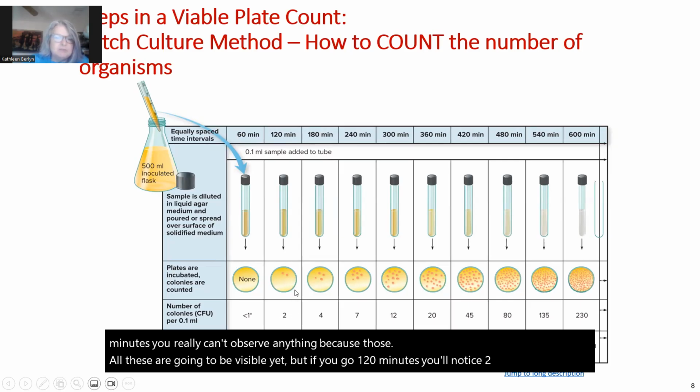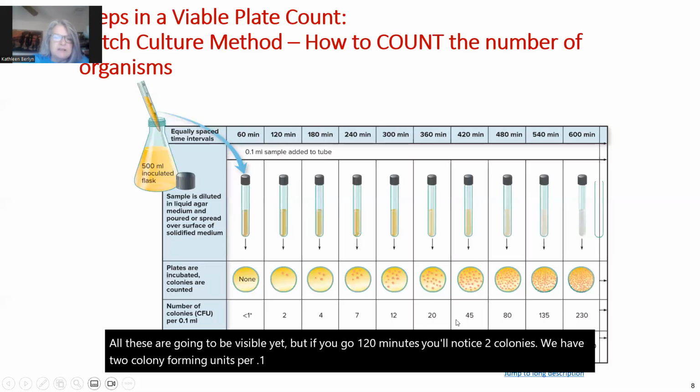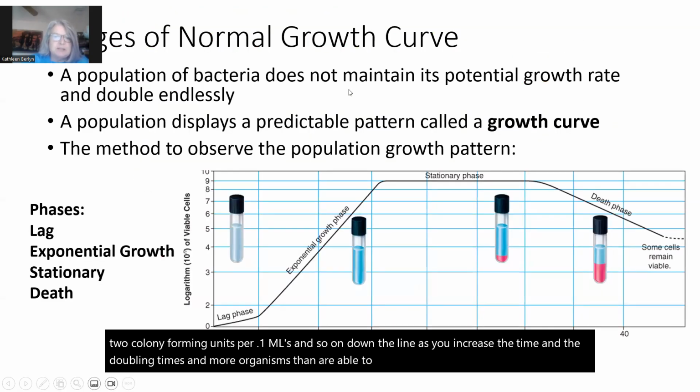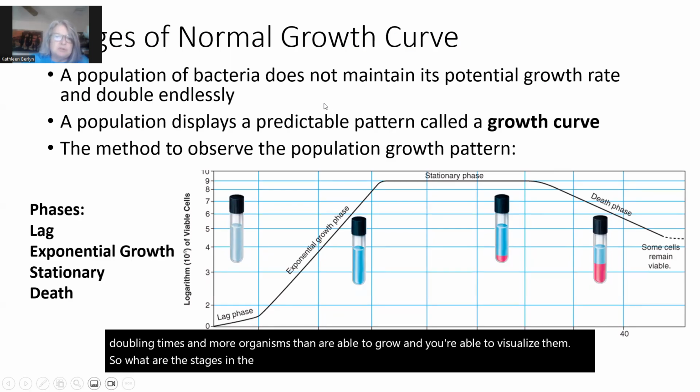We have 2 colony forming units per 0.1 mLs, and so on down the line as you increase the time and the doubling times, and more organisms then are able to grow and you're able to visualize them. So what are the stages in a normal growth curve?